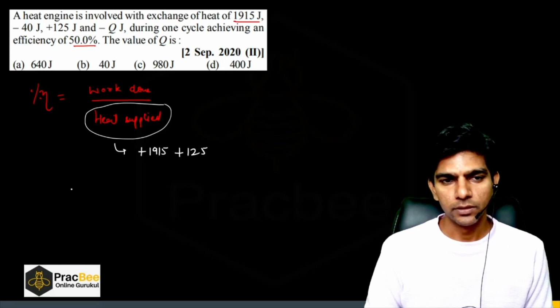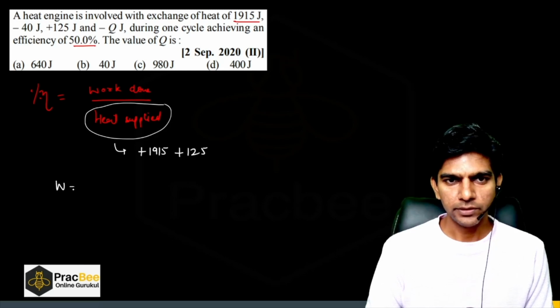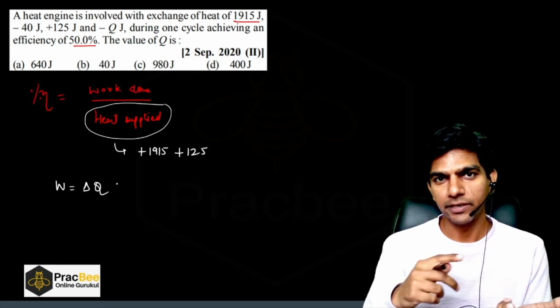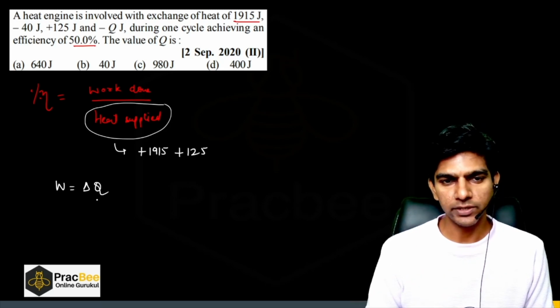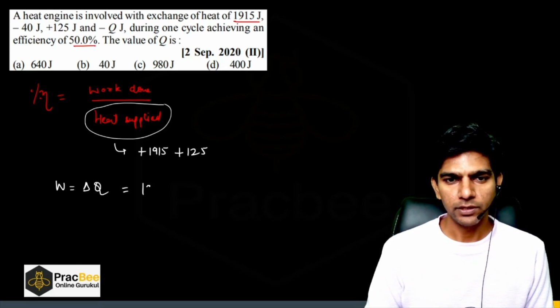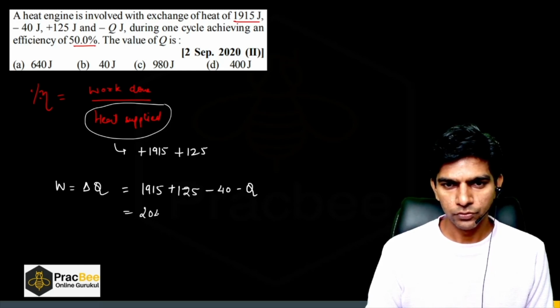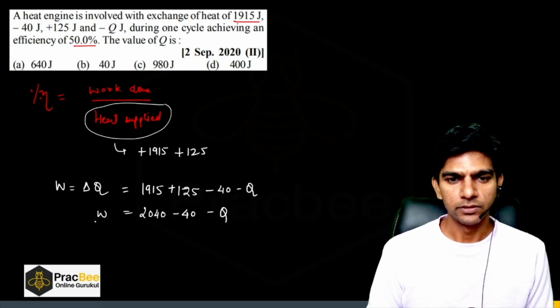Now, what is the work done? If we apply energy conservation, the work done will be the total heat exchange, right? That we have seen in the heat engine, it is Q1 minus Q2. So the total heat exchange will be 1915 plus 125 minus 40 minus Q. So this will become 2040 minus 40 minus Q, and this is the work done, right?